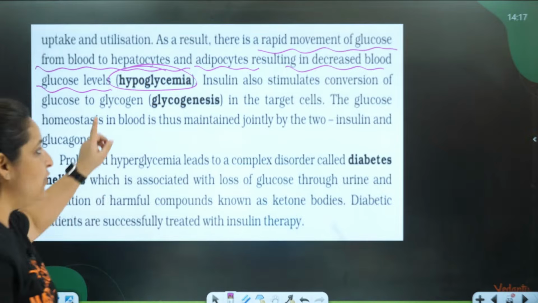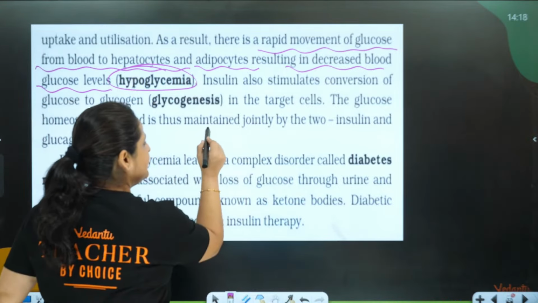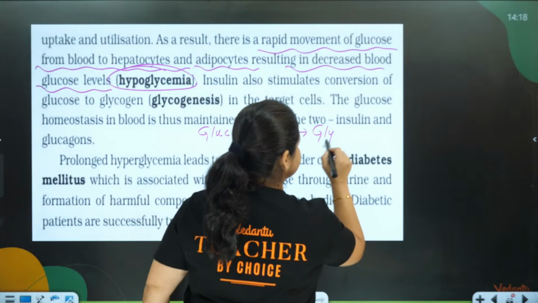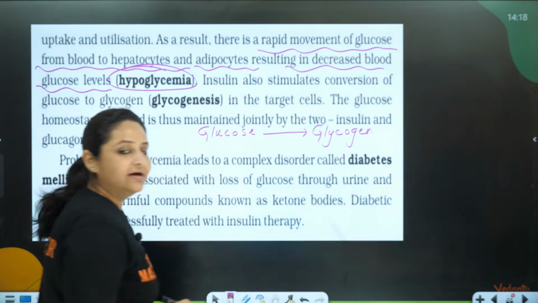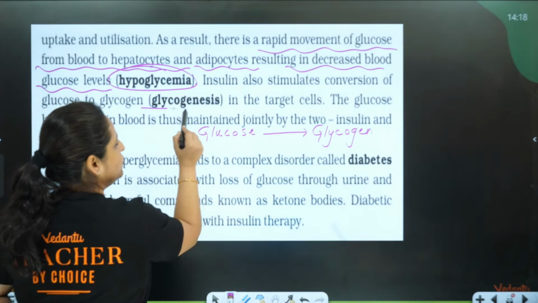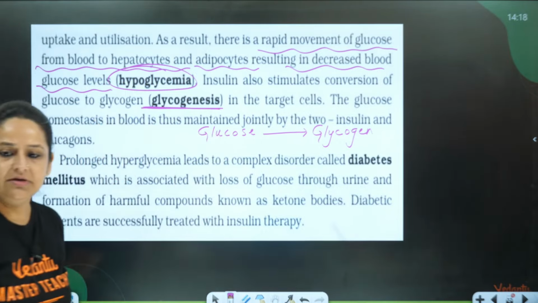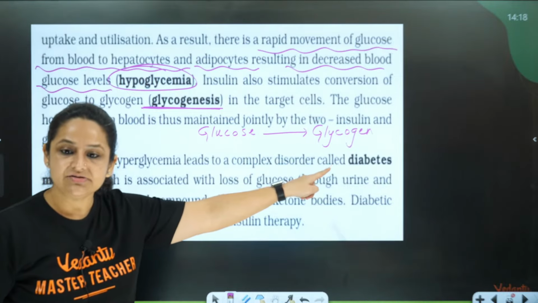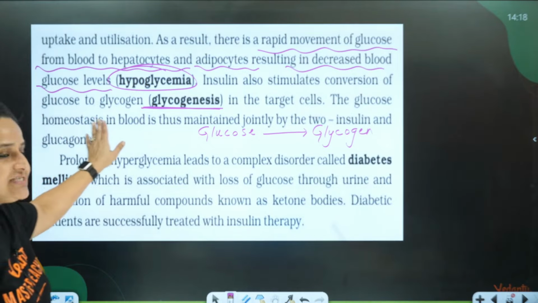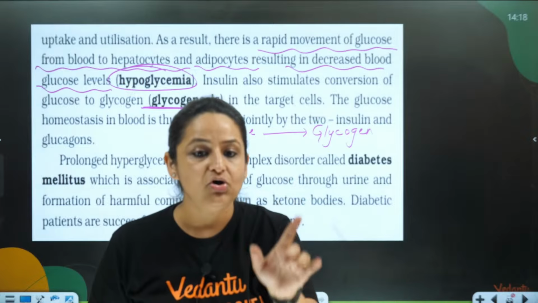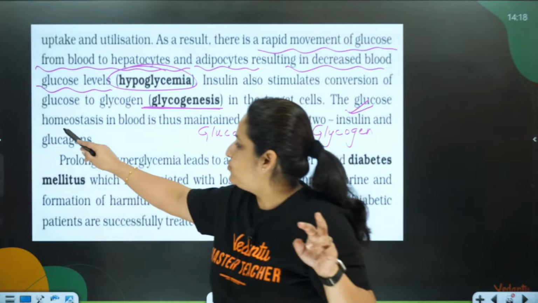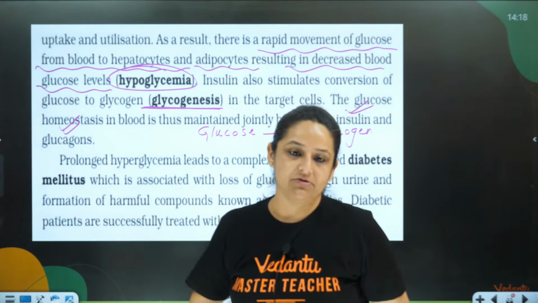How is it going to do that? It is going to help in the conversion of glucose to glycogen. The opposite was done by glucagon. And this process is called glycogenesis. This way, the blood glucose level is going to decrease. So who is maintaining the glucose homeostasis in the blood? Two hormones: insulin and glucagon. Both of them are maintaining the blood glucose homeostasis.